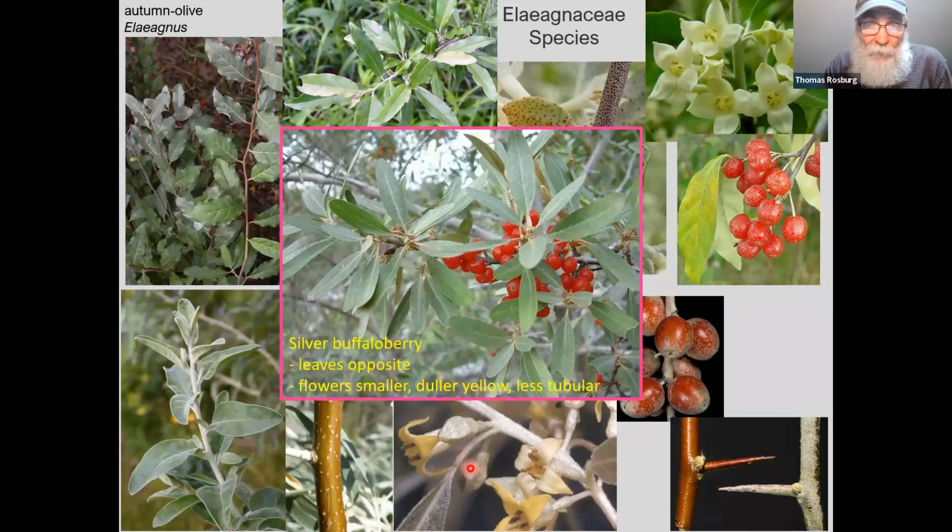And if you have the flowers, I don't have any flowers here to show you of silver buffalo berry. I have some flowers here of both of these two species. Here's the flowers of autumn olive, and here's some flowers down here. But in silver buffalo berry, when we compare it to especially Russian olive, the flowers are smaller than they are over here. They are a more dull yellow color, not as bright yellow as they often are in the autumn olives. And they're less tubular in their shape. But you really shouldn't have to even use those because you should be able to use the opposite leaves.